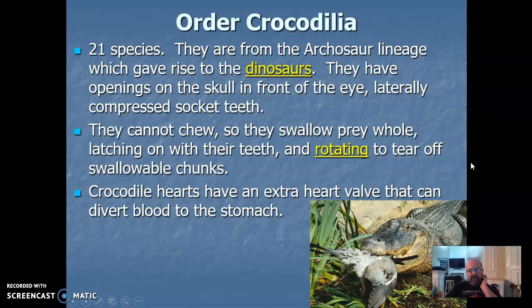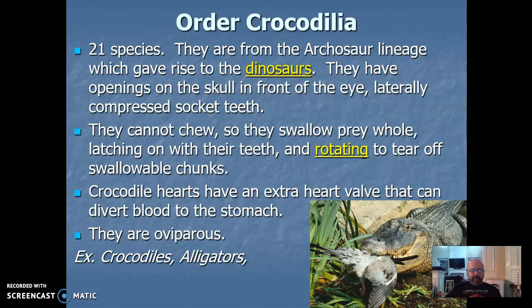Crocodile hearts have an extra heart valve that can divert blood to the stomach. So they are very good at digesting food. Well, that happens to be good if you can't chew your food and you eat it whole pretty much, or big chunks of it. You have to break it down. They're oviparous, they lay eggs. Examples are crocodiles, alligators, and there are some that you're probably less familiar with, the caimans and gavials. We'll see some pictures of caimans and gavials to let you know what those look like.